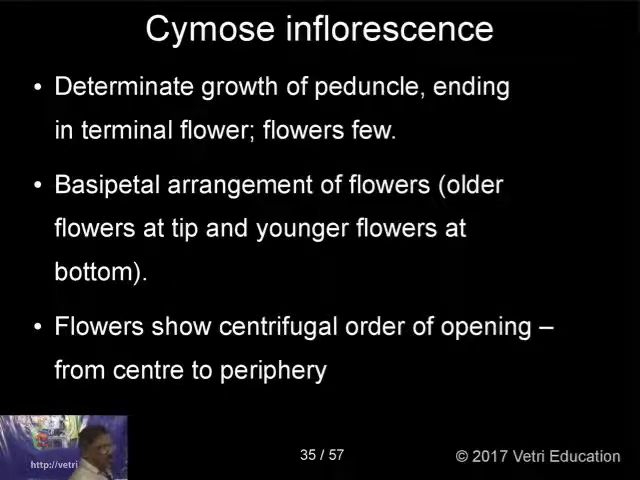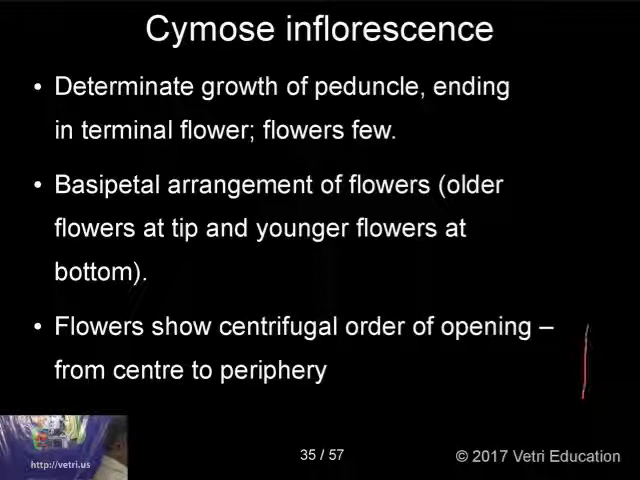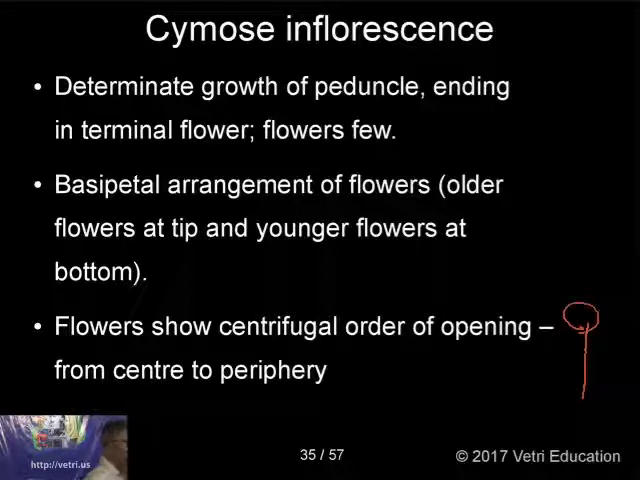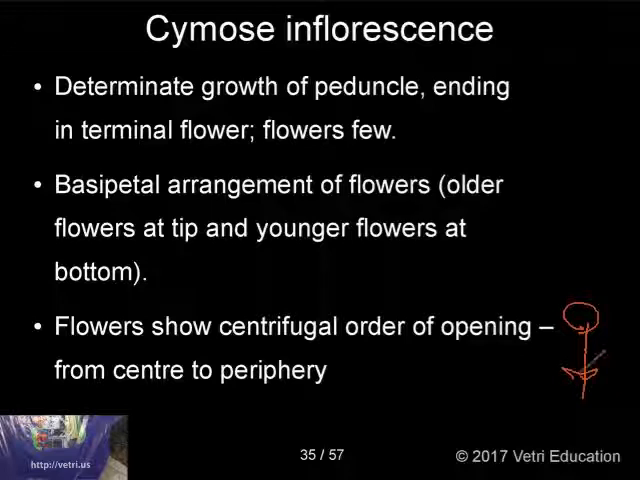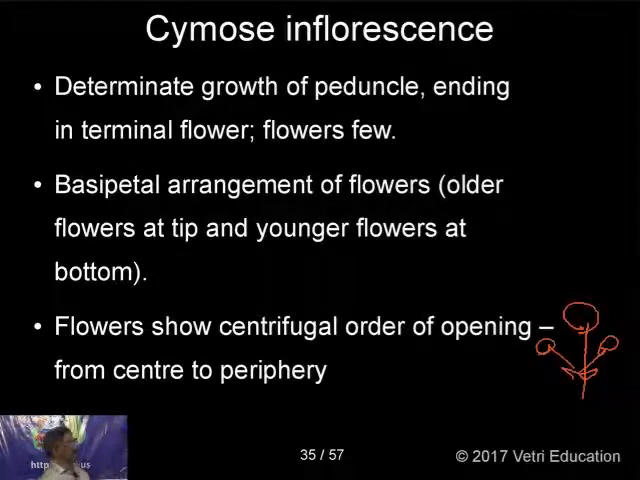See, in the racemose type, the growth of the peduncle is indefinite. Whereas in the cymose type, the peduncle ends with a flower and stops its growth. And it leaves two bracteoles. From the axis of the two bracteoles, two flowers develop. This is a cymose inflorescence.